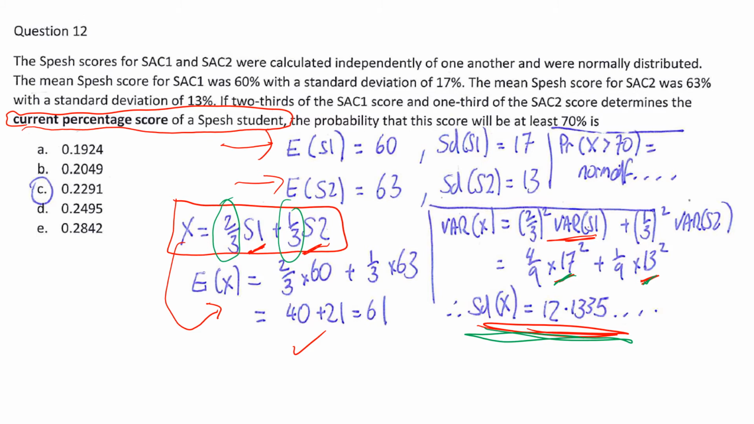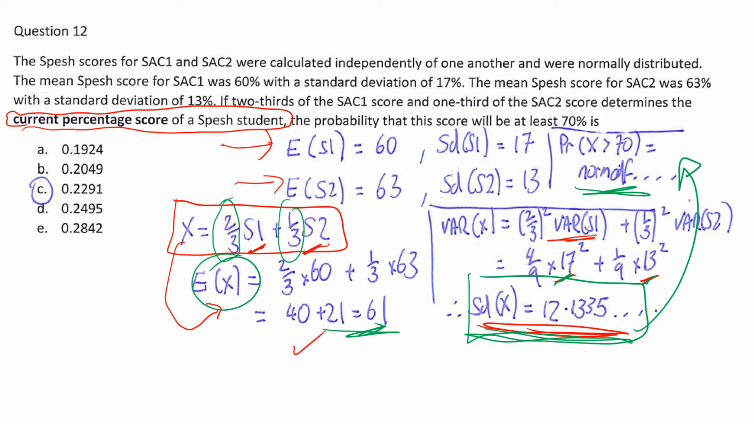Okay, we know the standard deviation of X, we know the expected value of X, and therefore we whack it into our norm CDF, minimum of 70, maximum positive infinity, and so on and so forth. It turns out to be C as your answer.